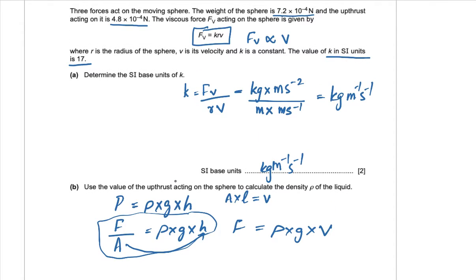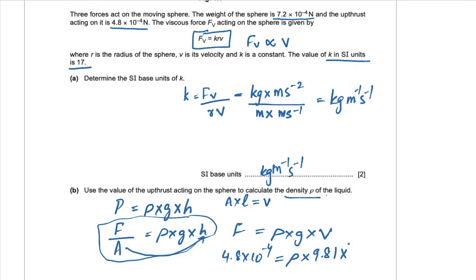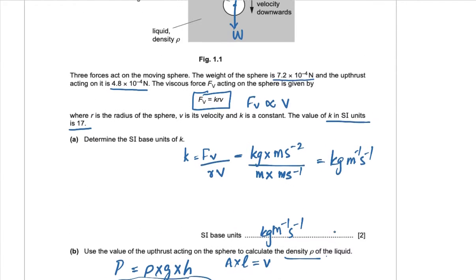Now they're asking you to use the value of the upthrust, which is a force. So the value for upthrust is given over here, which is 4.8 × 10^-4, is equal to, they're asking you to find the value for density, so that remains there, times the value for g, which is constant, 9.81, multiplied by the volume of the sphere.